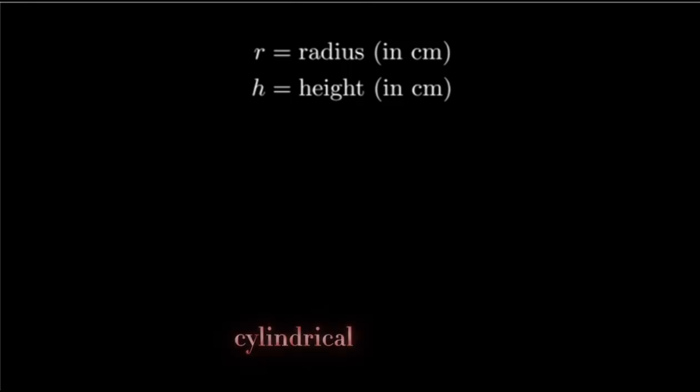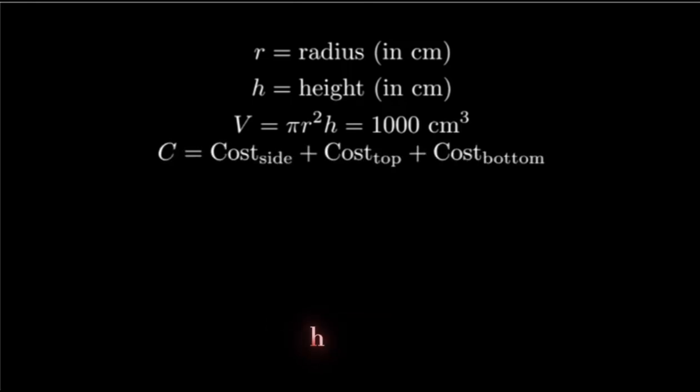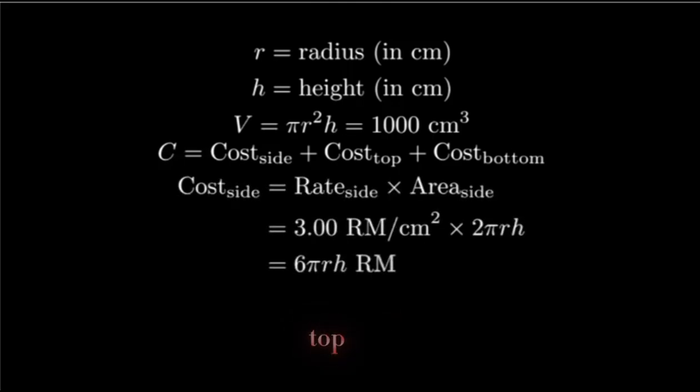Let's denote the radius of the cylindrical container as r, measured in centimeters, and the height as h, measured in centimeters. Since the volume is fixed at 1000 cubic centimeters, we have this volume constraint: V equals pi r squared h equals 1000 cubic centimeters. Let's formulate our cost function. The total cost C is the sum of the costs for the side, top and bottom materials.